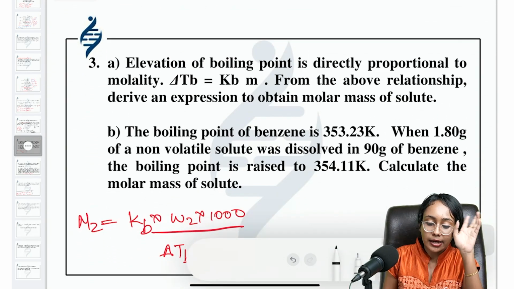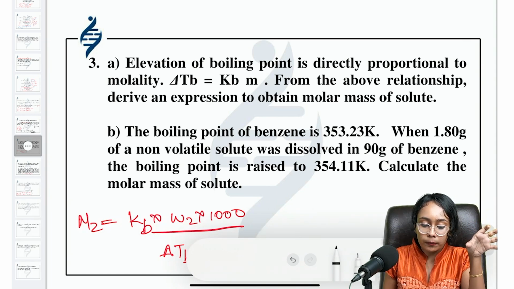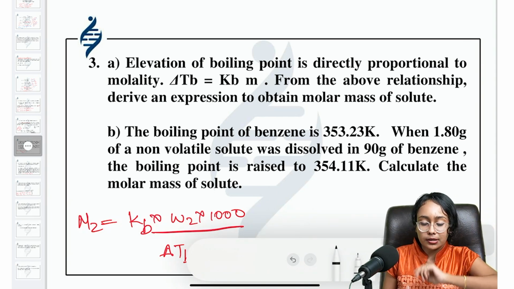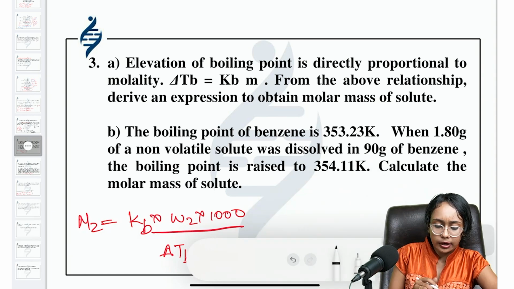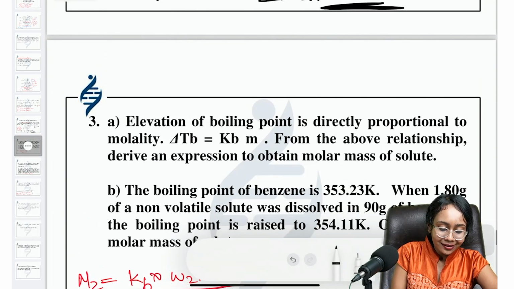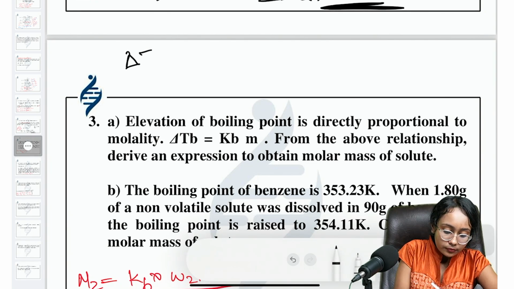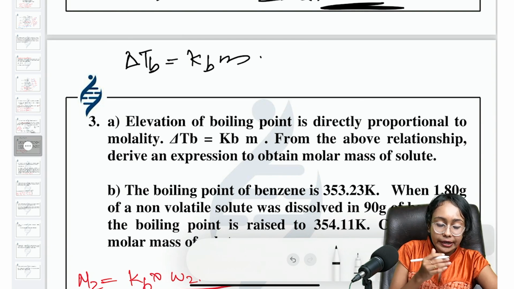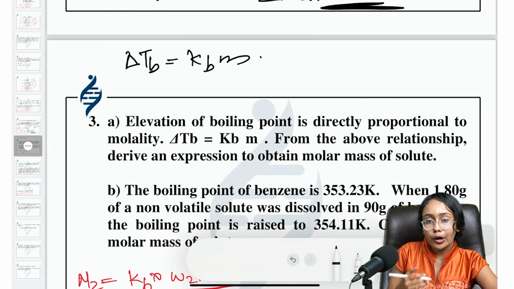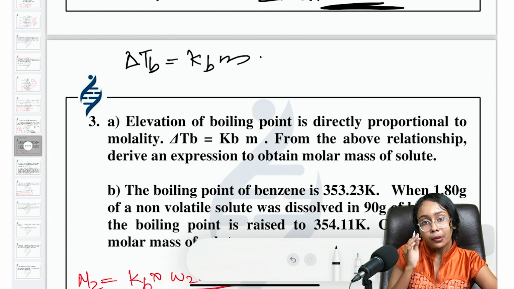Elevation of boiling point is directly proportional to molality, right? From the above relationship, derive an expression to obtain molar mass. I'm just briefing the derivation. For detailed derivation, go back. Okay. Delta Tb equal to Kb into m, where delta Tb is the change in boiling point, Kb is the molal elevation constant, and the small m is molality.